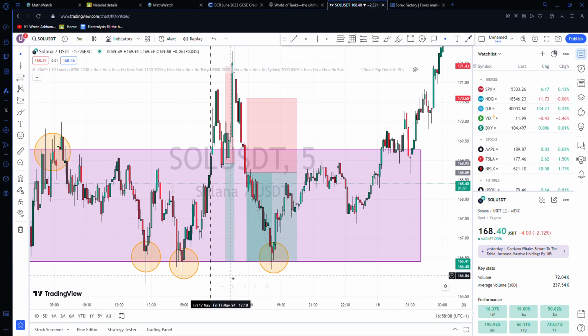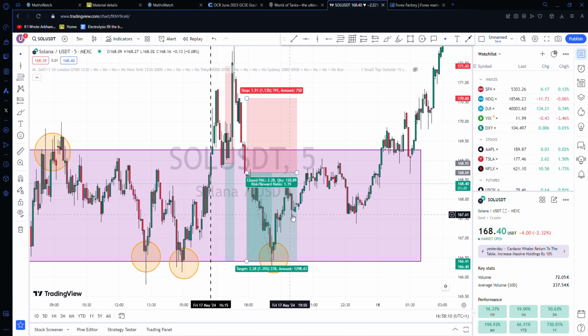So that is a 1 to 1.9 risk reward. So you would have lost 100 quid to make 119 quid. So slightly more, still great. Obviously, if you're doing 1,000, that's 1,190 quid, you know what I mean?